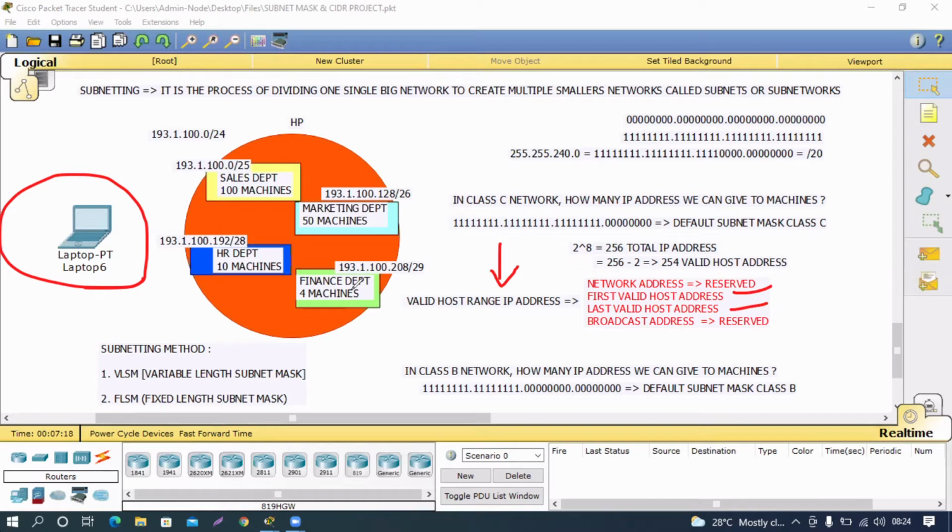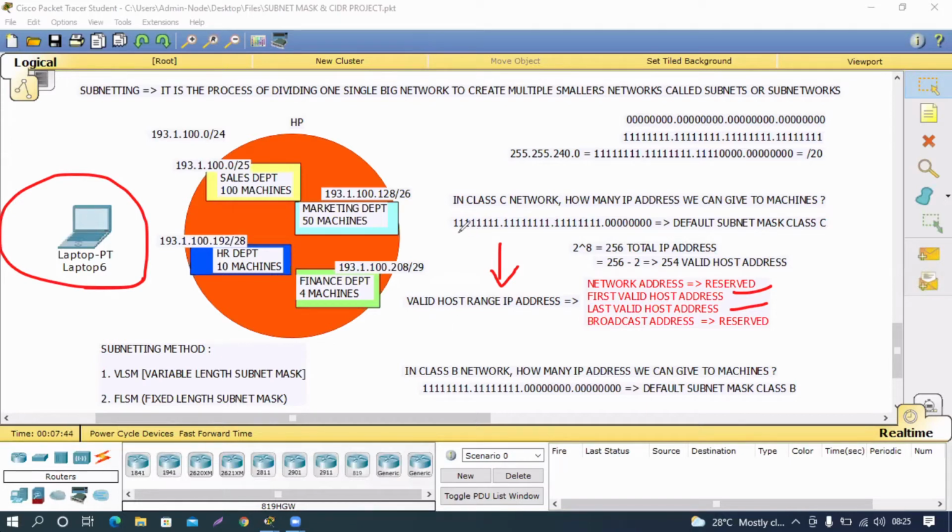The machine to which you give your first host IP address, this is what we call the first valid host. And the machine which is provided with the last valid host address, the last IP address from this range, is basically the last valid host address.